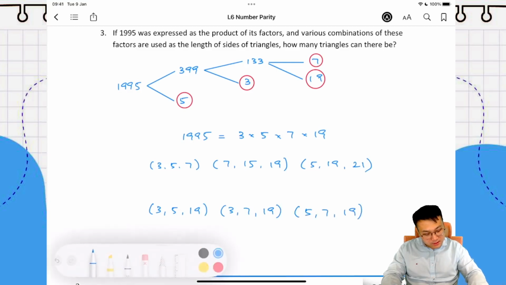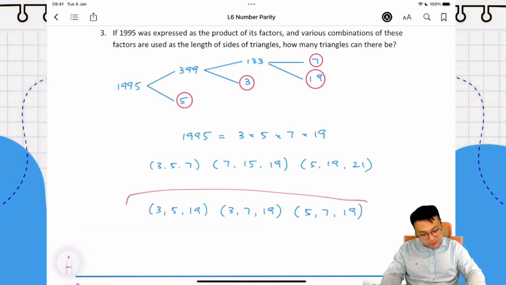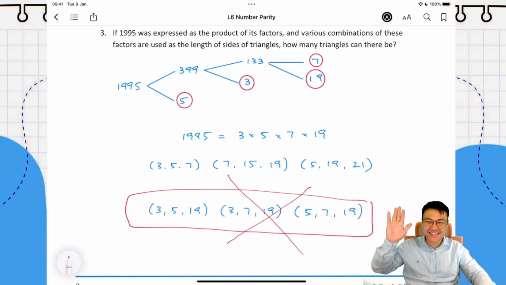Now I'm going to tell you this, students. We are not able to form triangles using those combinations. Can anyone explain why? Raise your hand. Anyone knows? Want to guess? Why can't I use the others? Yes, Josh. Why?